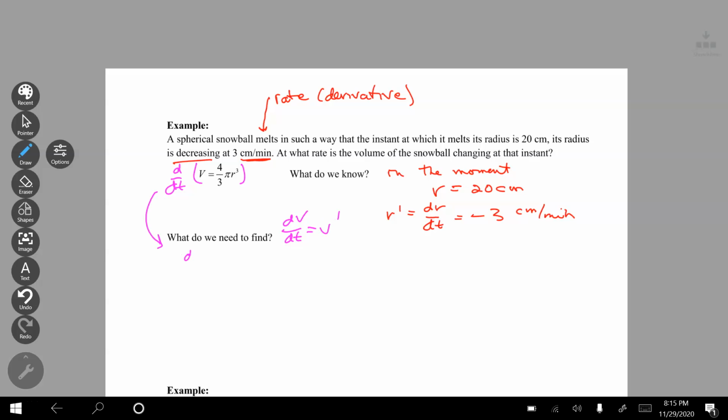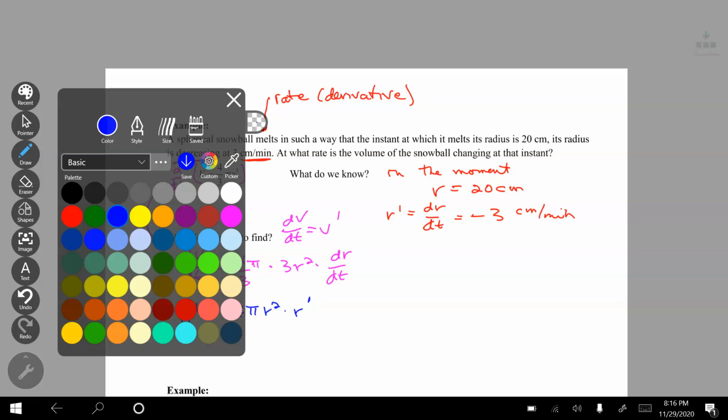What do I get? I get dv over dt is equal to, don't get caught up, 4/3 pi is just a constant. It is just a multiplier, a coefficient. It goes for a free ride. 4/3 pi times the derivative of r to the third is 3r squared times dr over dt. Okay, I could clean some of this up. I'm going to call it v prime is equal to, the 3's cancel, I get 4 pi r squared times r prime. That means me cleaning it up.